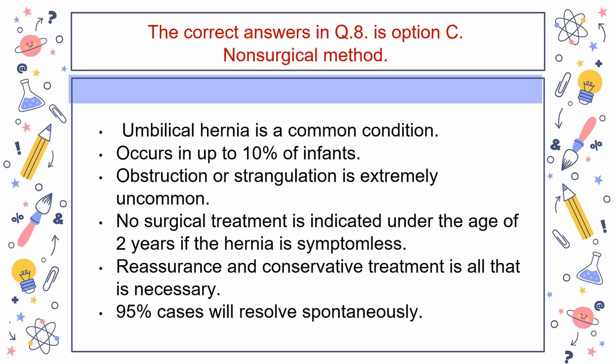Umbilical hernia is a common condition, occurring in up to 10% of infants. There is a higher incidence in premature babies. Obstruction or strangulation is extremely uncommon. No surgical treatment is indicated under the age of 2 years if the hernia is symptomless. Reassurance and conservative treatment is all that is necessary. 95% of cases will resolve spontaneously. Surgical repair is indicated only if the hernia persists beyond the age of 2 years because then it is unlikely to resolve by conservative means.